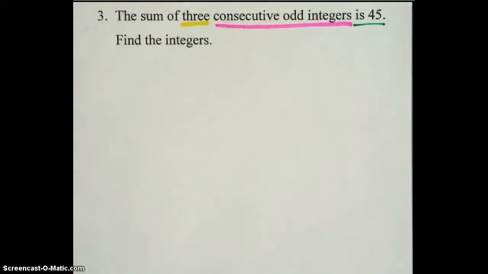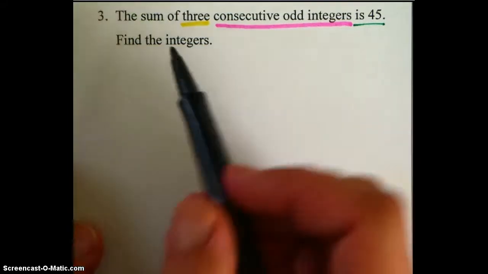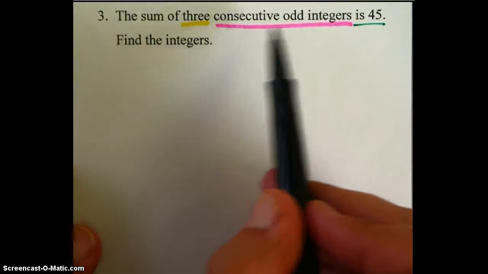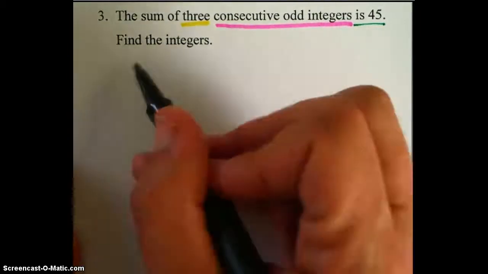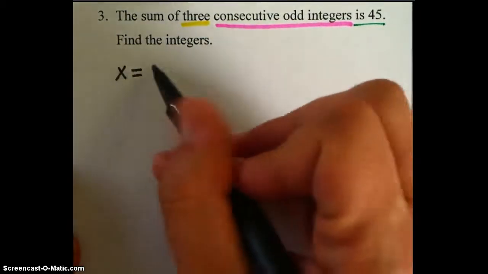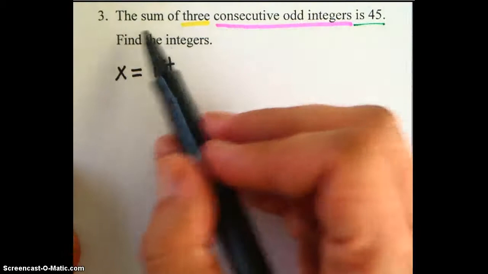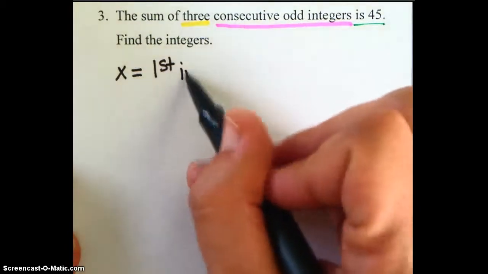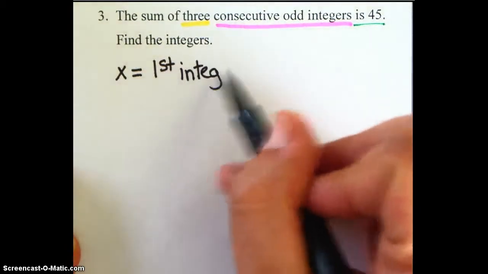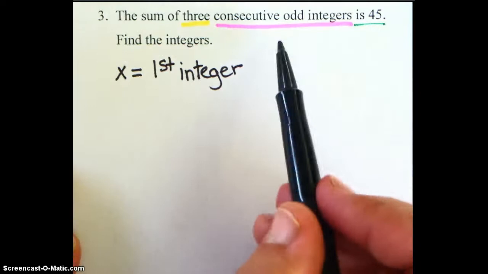So we've tried a consecutive integer, we've tried a consecutive even integer, now we're going to take a look at a consecutive odd integer. The sum of 3 consecutive odd integers is 45. X will still be our first integer. Because it says the sum of 3 numbers, that means we need to define 3 things. So x will be our first integer.